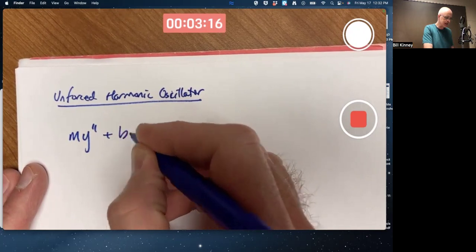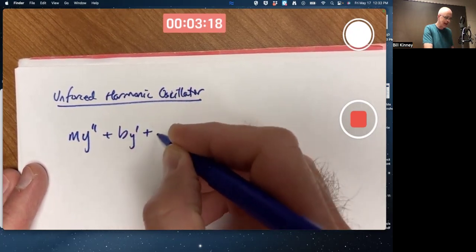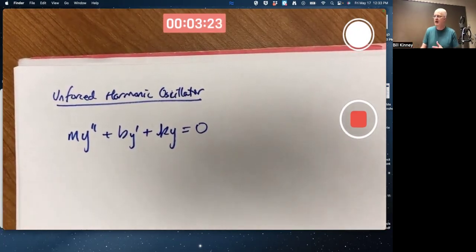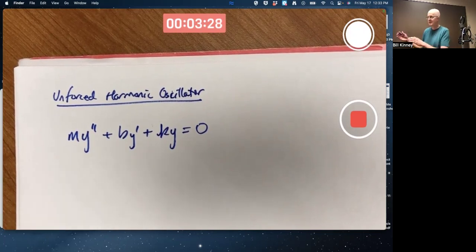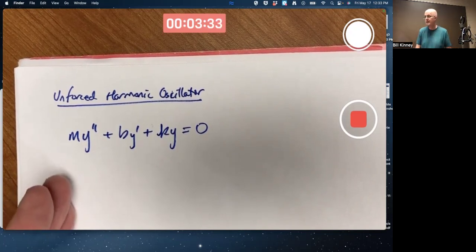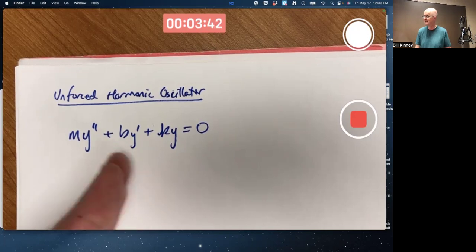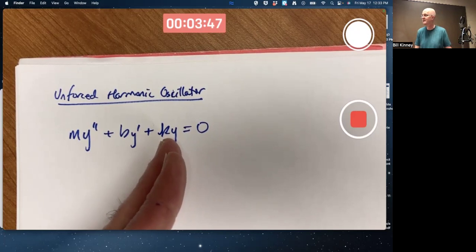my'' plus by' plus ky equals 0, where these derivatives, the prime and the double prime, are with respect to time. I'm avoiding Leibniz notation because it's quicker to avoid it. M is the mass, typically in kilograms. B is the coefficient of friction. It's going to be in newtons per meter per second because it's got to cancel with this to give you units of newtons. K is the spring constant in newtons per meter.